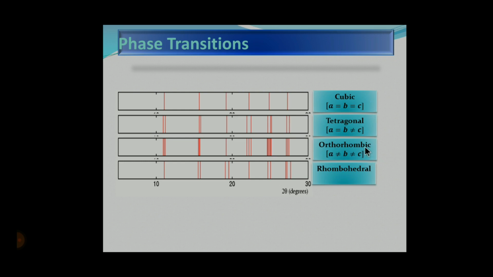three parameters are different. So we got three different lines, or a triplet, corresponding to different dimensions. Here we have two dimensions, A equal to B, which are the same, and another dimension is C. So we got a doublet here. Here, the same is the case. But in the case of rhombohedral, again we got A equal to B equal to C, but the angles are different. So with all the dimensions being the same, we are getting only a singlet in the spectrum.